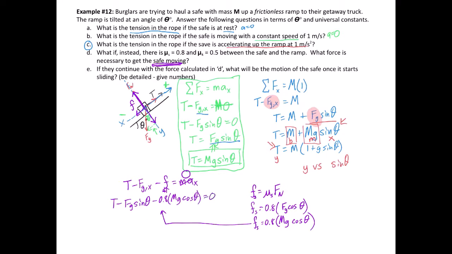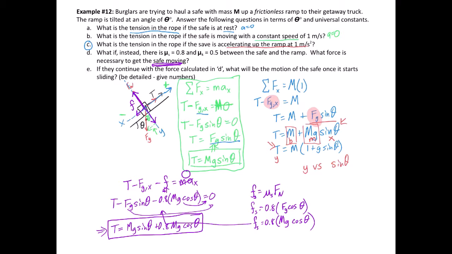That needs to be equal to 0. And now I can solve for the tension. The tension needs to equal that Fg. I'm going to move that to the right side, and I'm going to move this to the right side. So it's going to be mg sine theta plus 0.8 mg cosine theta. So if I had the mass and if I had the angle, I could now calculate the tension required. Any value more than this will allow the safe to start moving. And so you want to recognize that that's what we're looking for.